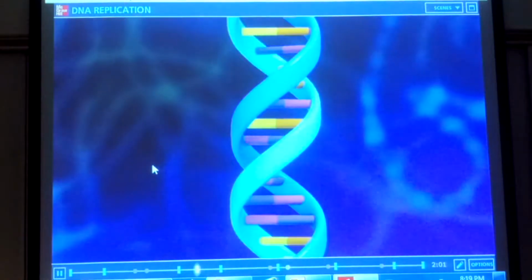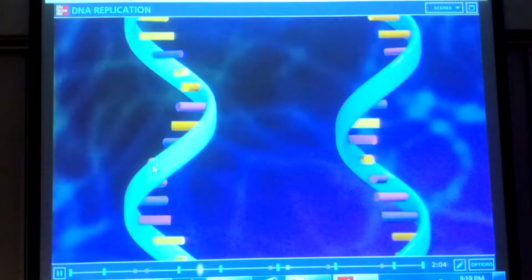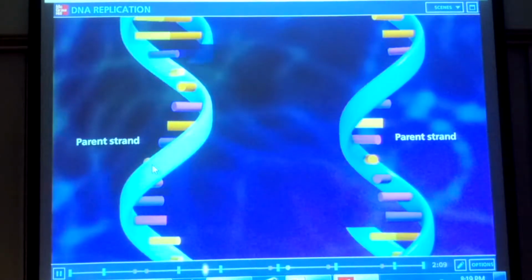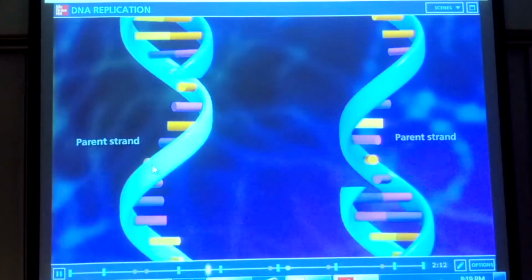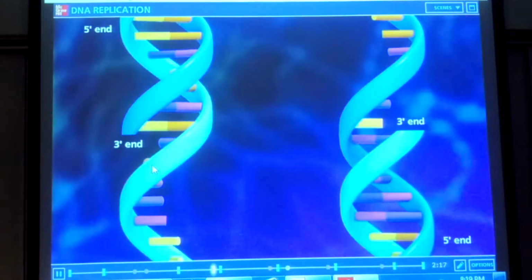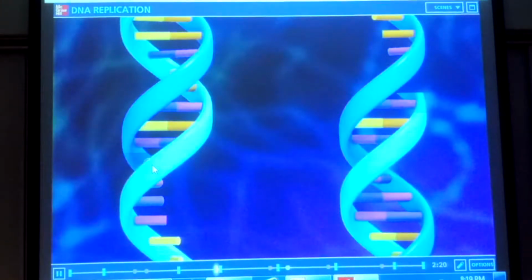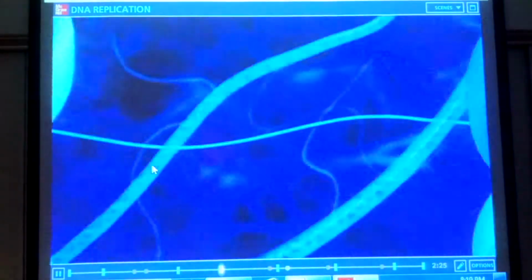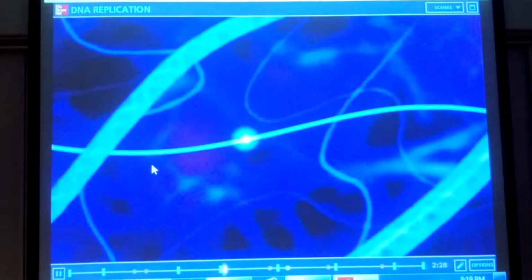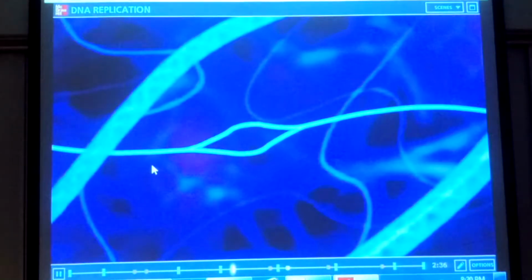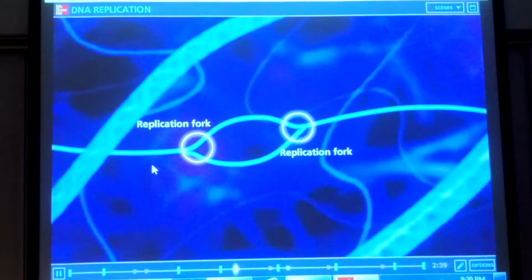Replication begins with double-stranded DNA being separated, and each original strand, called a parent strand, is used as a template for the complementary base pairing of nucleotides to make 2 new molecules. DNA replication occurs in the 5' to 3' direction, adding new nucleotides to the 3' end of the newly forming strand. DNA replication will begin at a specific area of the molecule called the origin of replication. The origin of replication denotes the area of active replication called the replication fork.